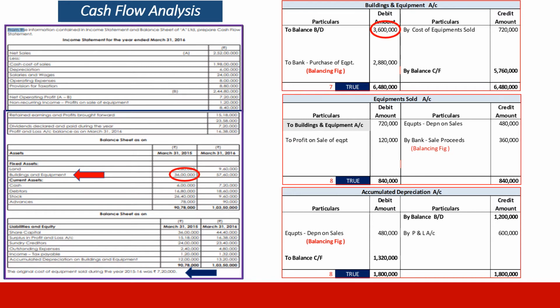Building and equipments opening balance is 36 lakhs and its closing balance is 57.6 lakhs. And during the year, we have sold equipments worth 7,20,000. This 7,20,000, we have to route it through a separate account to find out what is the actual sale proceeds received. We move it to equipment sold account, buildings and equipments account transfer, 7,20,000. Then we find that there is a profit on sale of equipment of 1,20,000.